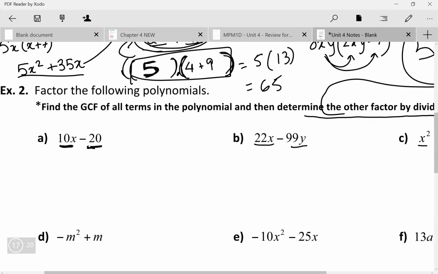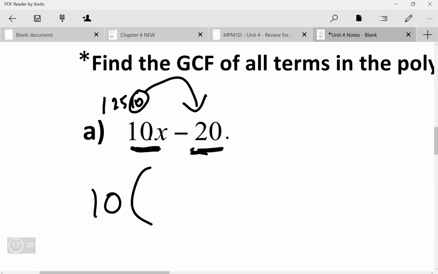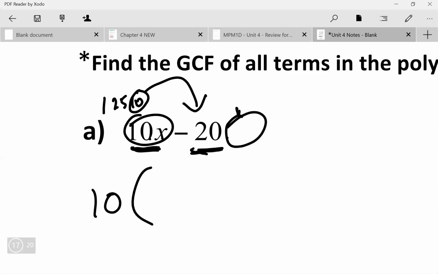Okay, where were we? 10x minus 20. Greatest common factor: we have 1, 2, 5, 10. Those are the factors of 10. Check the highest one that multiplies into 20 perfectly, so 10 is my greatest common factor. I have x and no variable in the other term, so there's no variable I can factor out. There are no variables that are common. So 10 is the only thing in my greatest common factor.